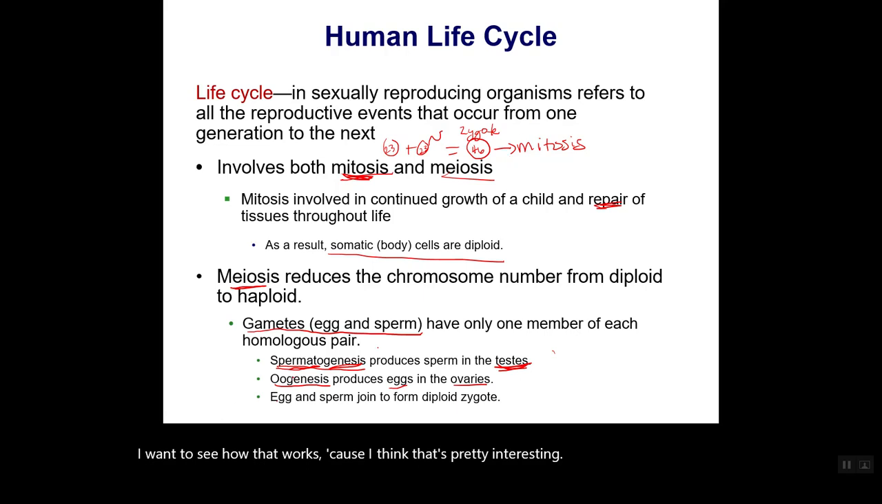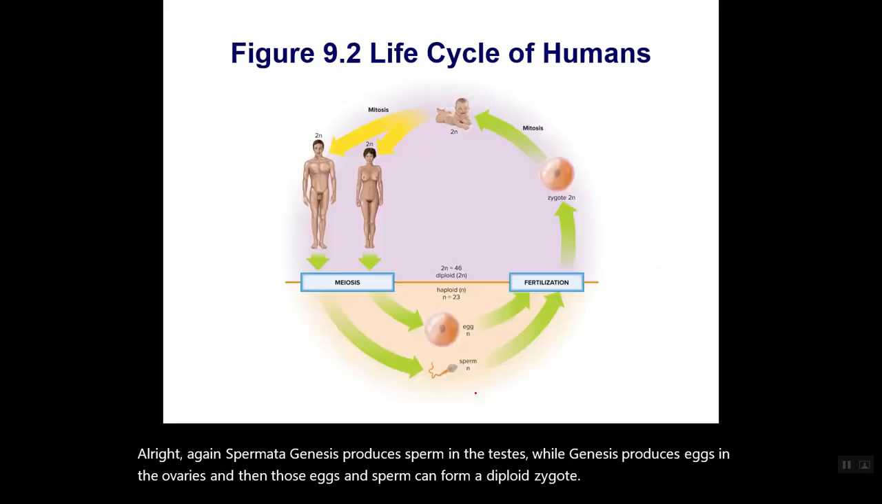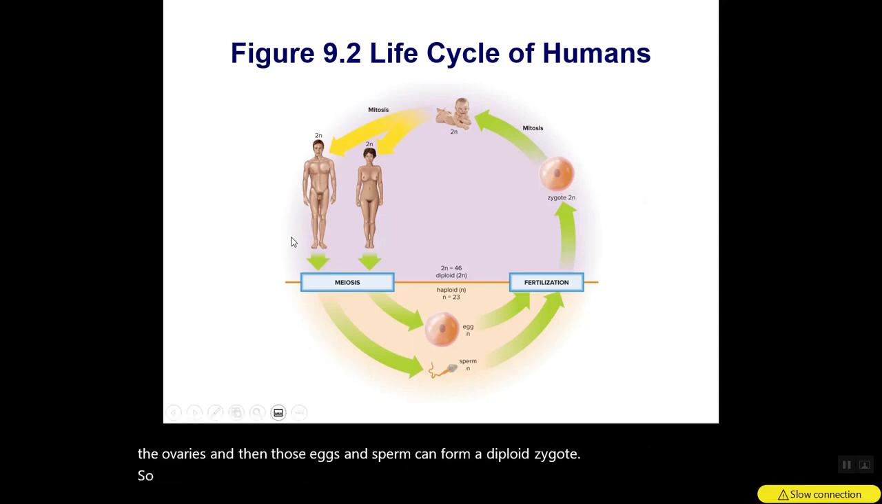All right, so again, spermatogenesis produces sperm in the testes, while oogenesis produces eggs in the ovaries, and then those eggs and sperm can form a diploid zygote. Okay, so this picture illustrates this human life cycle. So here we will start at the zygote.